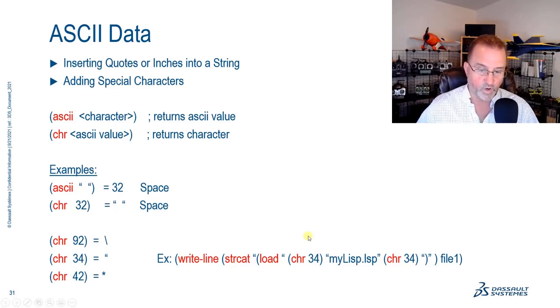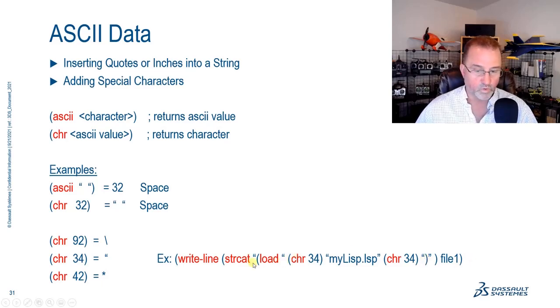If I try to write line and I have 2, 3, 4 quotes in here, as write line looks at this, it doesn't understand that this quote mark is actually inside of another sequence. It thinks that that is the end of the string. And so I would not be able to just say open parenthesis load quote my Lisp quote. It would actually not give me the correct result. In fact, the routine would not finish properly.